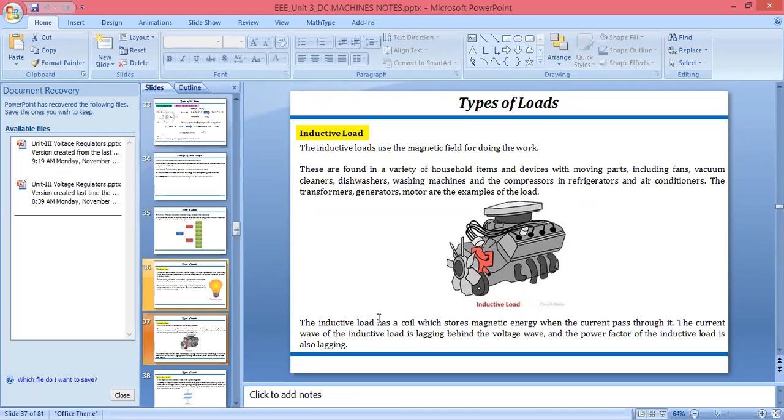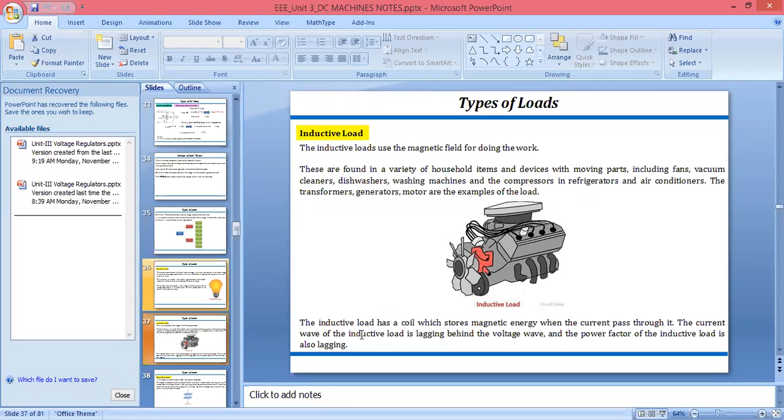The construction of an inductor is like that, it can be done by using copper. And we know copper is a good conductor. So we can say inductive load has a coil which can store the magnetic energy. And when current passes through it, as you give the power supply, we can say that when we give the power supply, the inductive load has a coil which will start to rotate when we give the power.